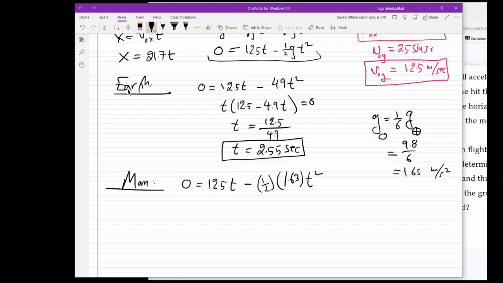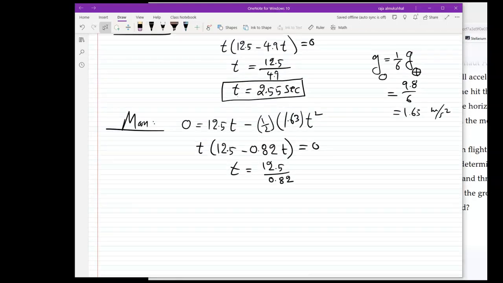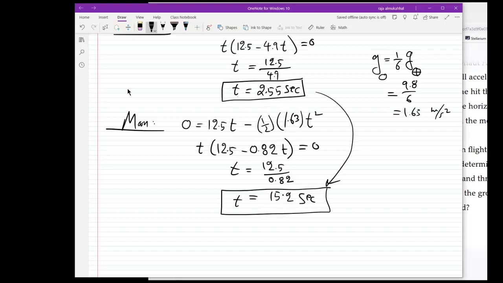Meters per second squared. All right, so we plug it in, and we do the same thing. So 1.63 times 0.5 gives me 0.82. So 12.5 minus 0.82 T equals 0, okay? If I did it correctly, then T is equal to 12.5 over 0.82. As you can see, it's much longer. So that's 12.5 divided by 0.82. It's going to be a whopping 15.2 seconds. I hope I am doing all of that correctly, not making any stupid mistakes. And there we go. As you can see, the time is significantly longer. You see what I'm saying?